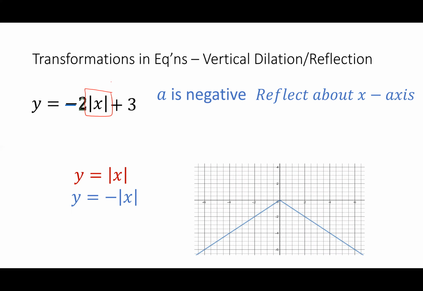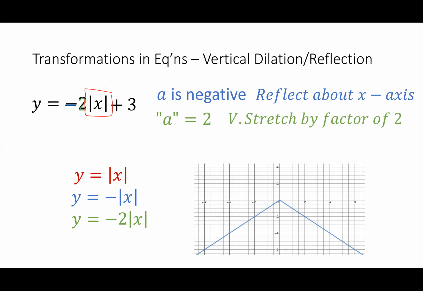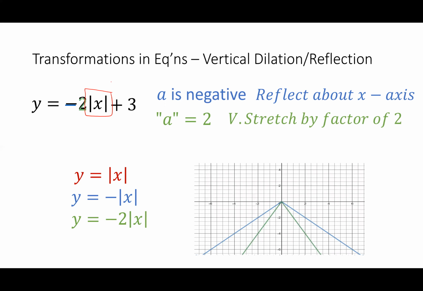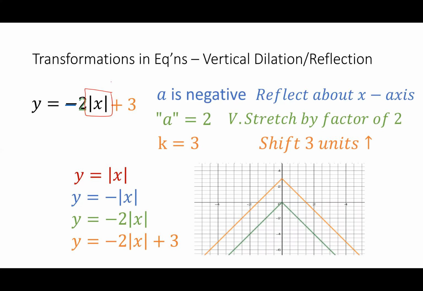Next, let's address the 2. What is the 2 going to do? Well, that's a vertical stretch by a factor of 2. So we see it's basically kind of pulled farther away from a vertical standpoint. And then the +3, that's going to be a vertical shift 3 units upwards. And so this is my final resulting graph. Just as a highlight, this is going to be my final resulting graph.